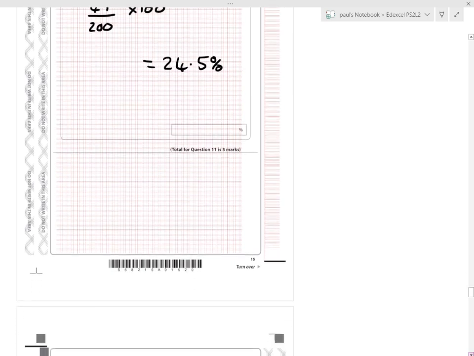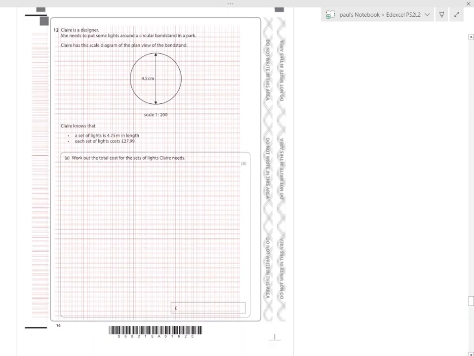Alright, next one. What have we got? Claire is a designer. She needs to put lights around a circular bandstand in a park. She's made a scale drawing of the plan view of the bandstand. Claire knows that a set of lights is 4.75 metres in length and costs £27. Work out the total cost of the lights. So we need to find out how far it is all the way around. So C equals pi d, which equals 3.14 times the diameter, 4.5, and that equals 14.13.